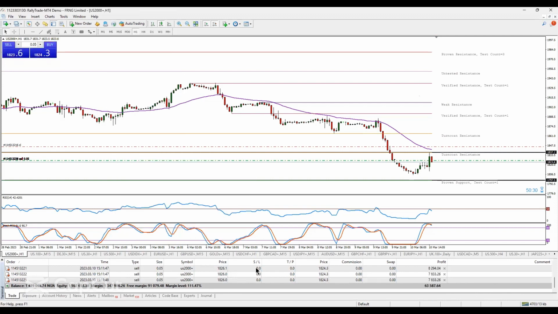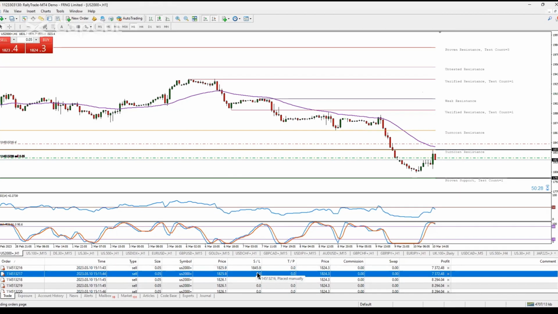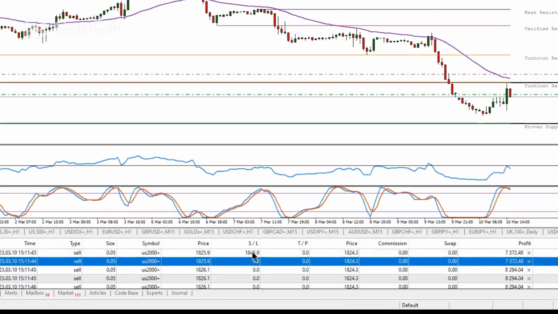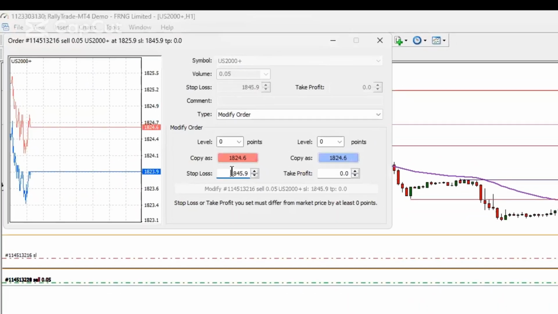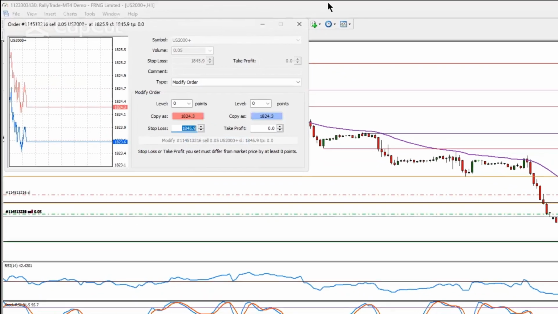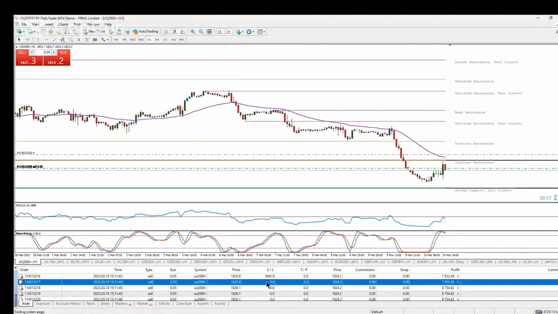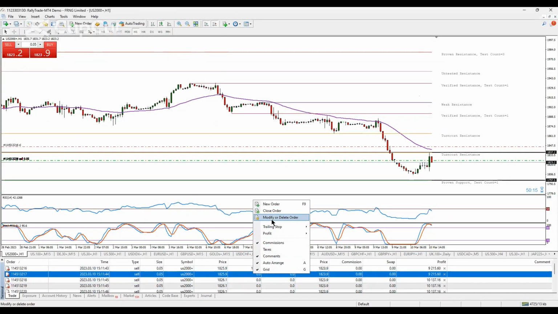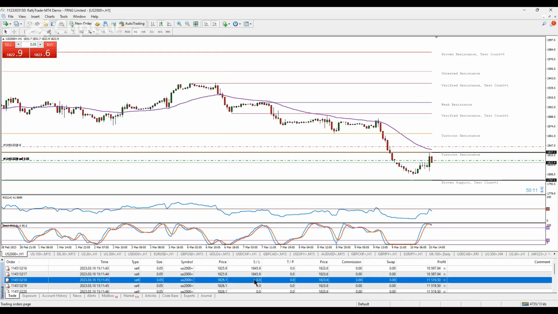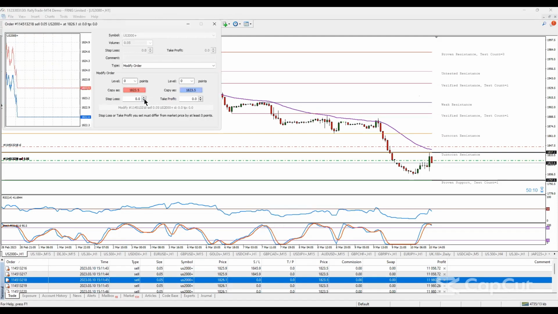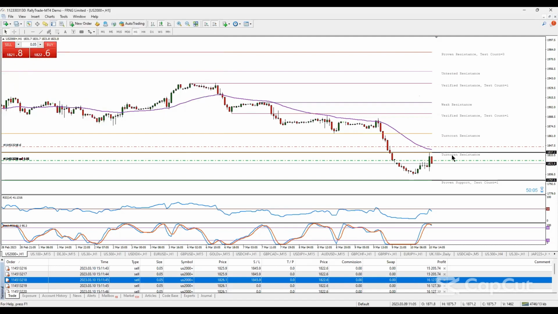Now, I've placed a stop loss for one of them. So I will copy it, come here, modify and start pasting it. You also have to turn on your one click. Turn on your one click.